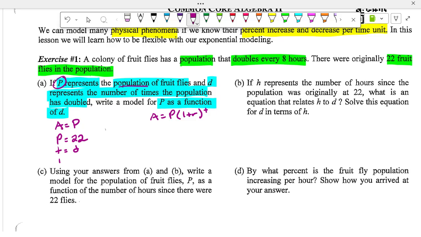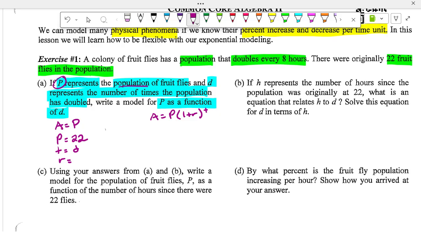Now, our rate. Here's my question. Think about this logically. If you're doubling the population, how much of the population are you adding on to itself? So in other words, what do you think the rate of increase would be? So that's percentage. What do you think the rate of increase would be? 100. I heard it. It's 100%. Because, think about it, every 8 hours, we're taking 100% of 22, which is 22, adding it to 22, which is 44. All right.